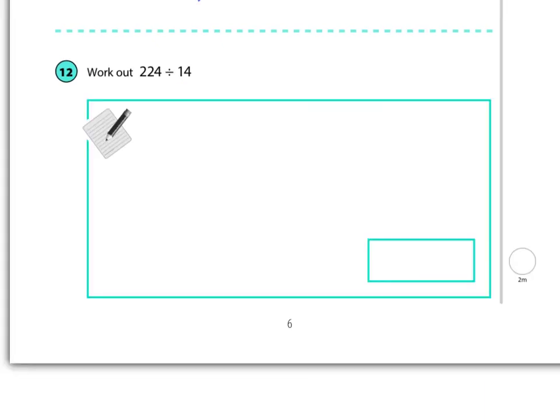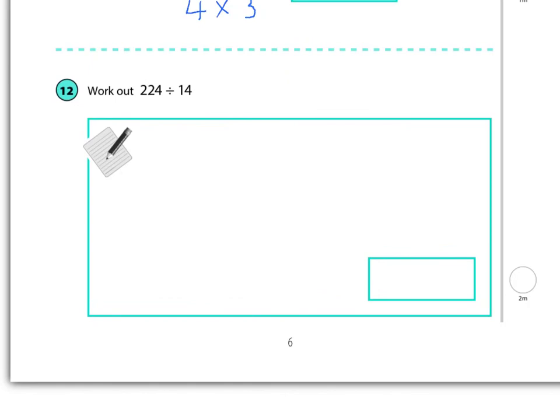Question 12. 224 divided by 14. So what I would do here is I would first of all write down the first 4 or 5 answers to the 14 times table, because I don't know it off by heart. So I would say 14, 28, 42, 56, 70. So I got the first 5 answers there.